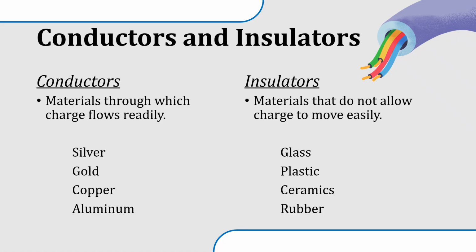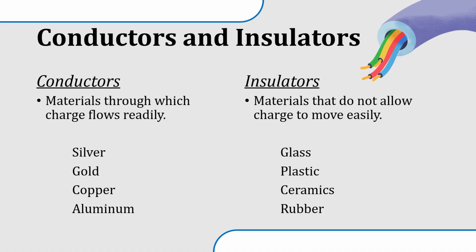So conductors are materials to which charges flow readily. Materials that are considered conductors are most metals like silver, gold, copper, and even aluminum, while insulators are materials that do not allow charge to move easily. These materials are glass, plastics, ceramics, and even rubber.